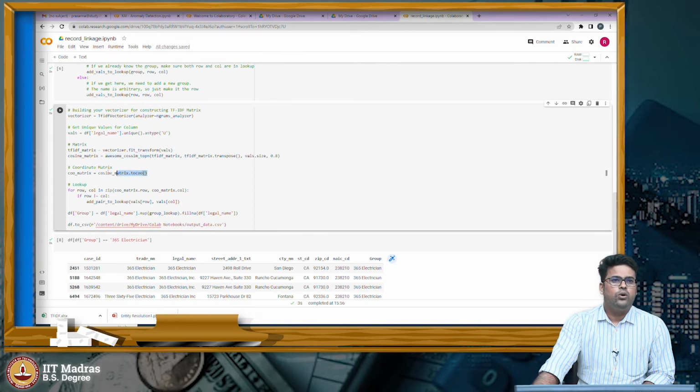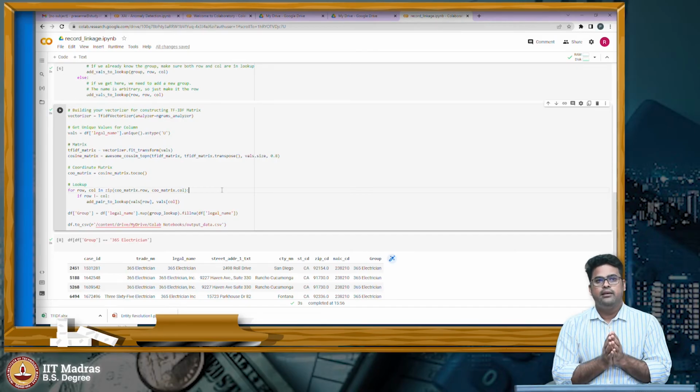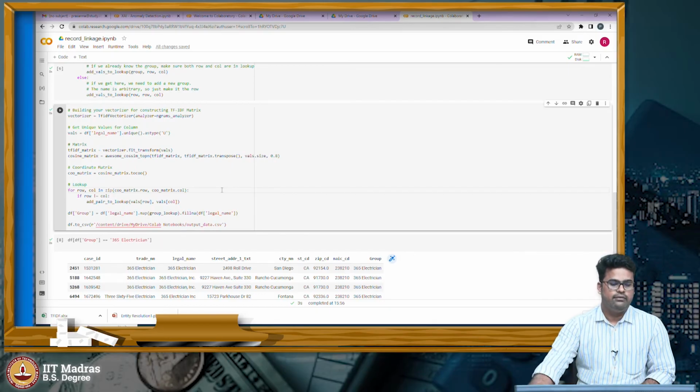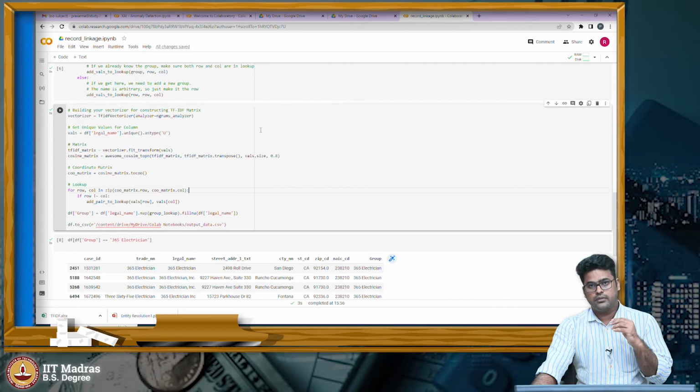And we have something called the coordinate matrix as well. The coordinate matrix essentially stores the location of the non-zero elements of my cosine matrix. Why is it important? Because depending upon the number of entries, we are going to have a lot of zeros in our matrix, which we are not interested in. We are interested in the values of the matrix which are greater than 0. So this coordinate matrix stores the non-zero elements of the cosine matrix which was built.